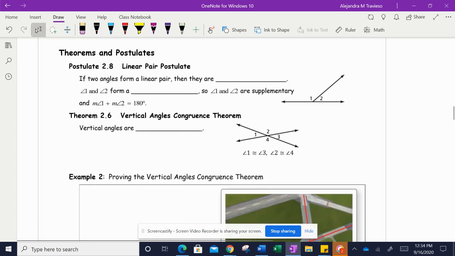Postulate 2.8, linear pair postulate. If two angles form a linear pair, then they are supplementary. Angle 1 and angle 2 form a linear pair. So angle 1 and angle 2 are supplementary, and the measure of angle 1 plus the measure of angle 2 is equal to 180 degrees. Theorem 2.6, vertical angles congruence theorem. Vertical angles are congruent.